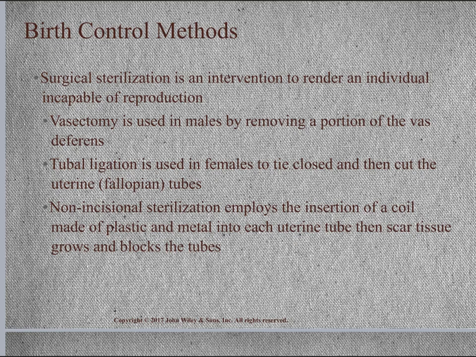So surgical sterilization is an intervention to render an individual incapable of reproduction. For males, we use a vasectomy. This removes a portion of the vas deferens. In females, we use tubal ligation. This ties the fallopian tubes closed. And then we have non-incisional sterilization, which employs the insertion of a coil made of plastic and metal into each uterine tube. Then scar tissue grows and blocks the tubes.